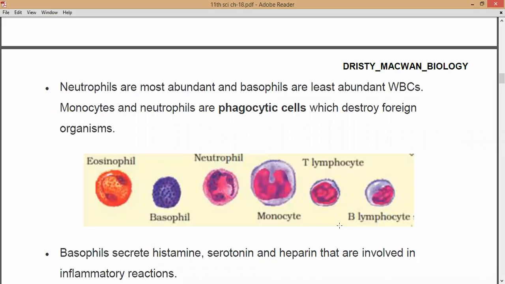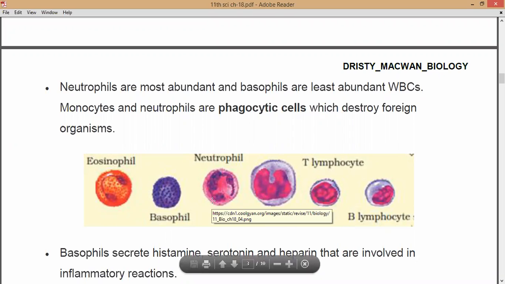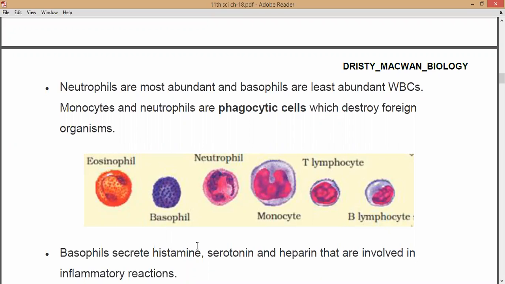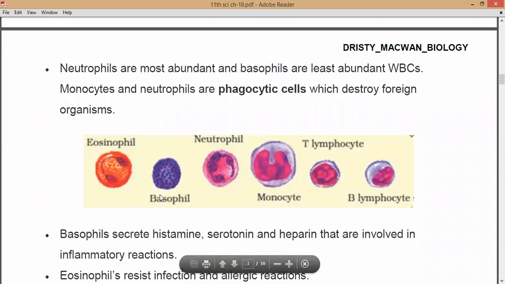So this is the figure of different types of WBCs. This is the eosinophil, where you can see the two lobes. This is the basophil, which is rarely observed in your body. Then it is the neutrophil, which again has 4 to 5 lobes. The monocyte has a larger nucleus. The T lymphocytes and B lymphocytes are the two lymphocytes observed in your body.